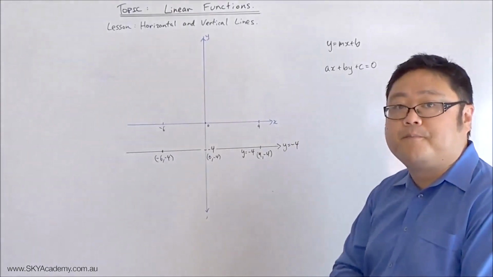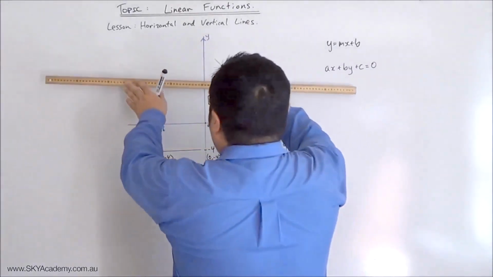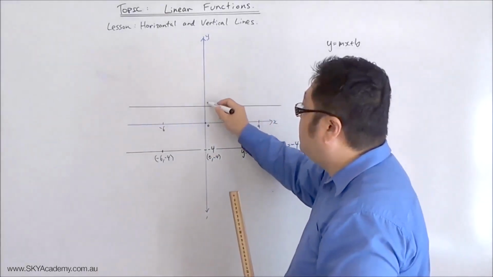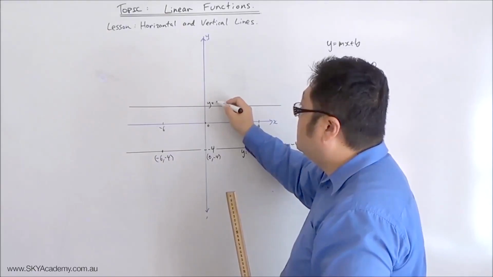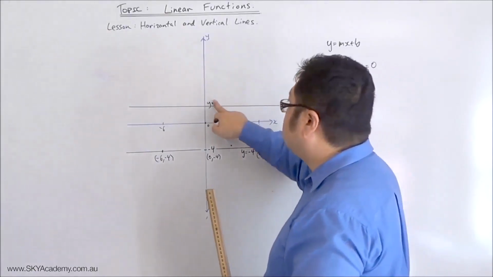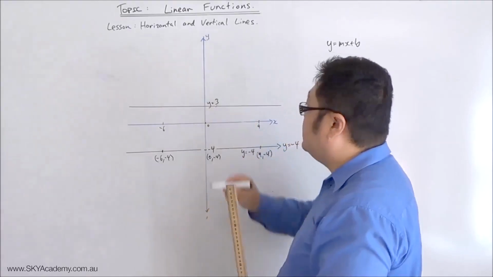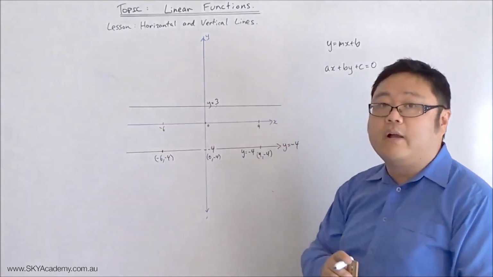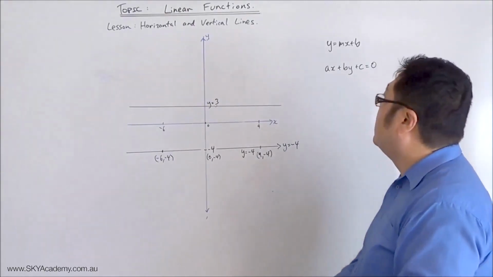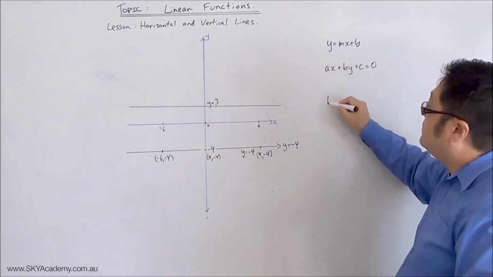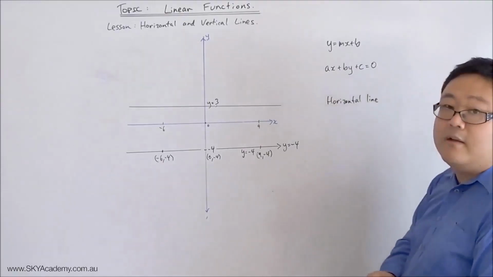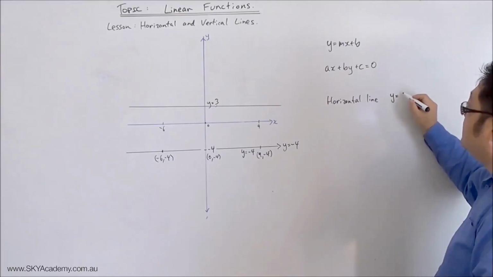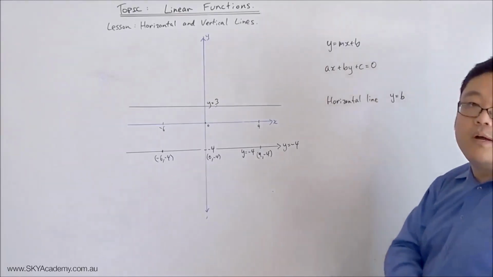Does that make sense? Which would mean the equation of the line over here would be y is equal to b. Or, sorry, let's make it 3. Y is equal to 3, right? Because every single point along here, the y-coordinate would be equal to 3. So, for a horizontal line, the general equation would be y is equal to b, where b is the y-intercept.